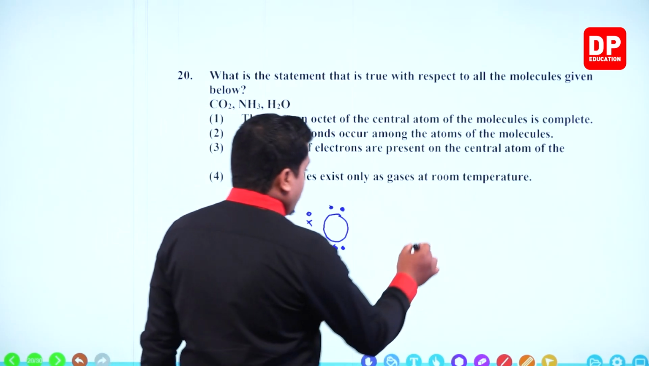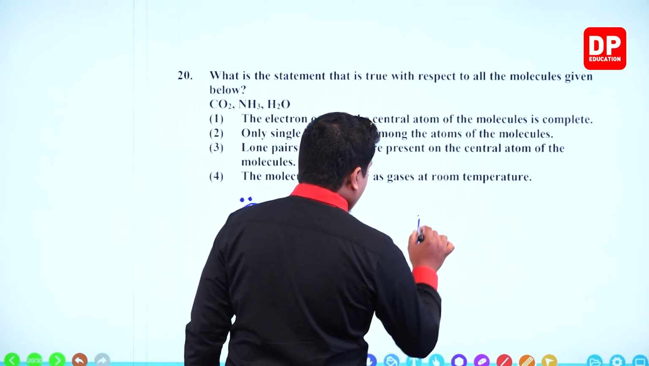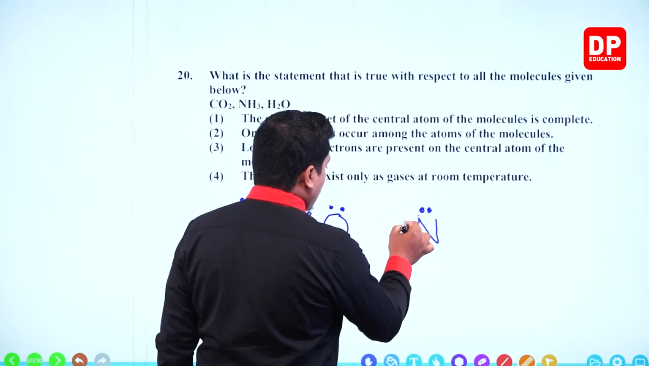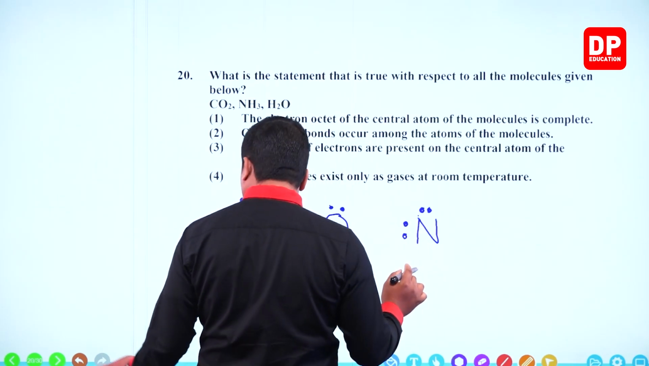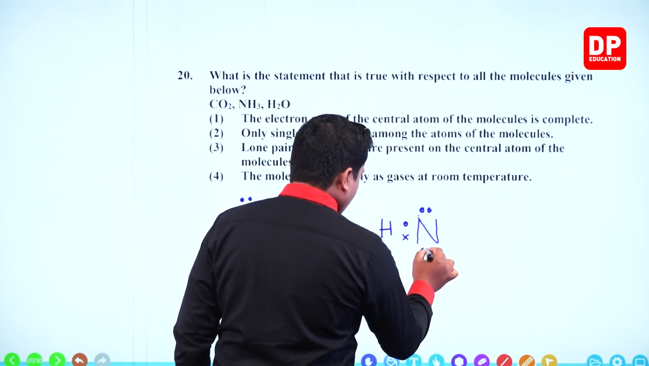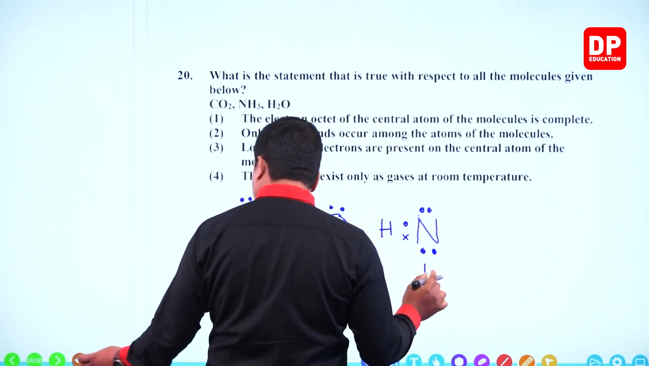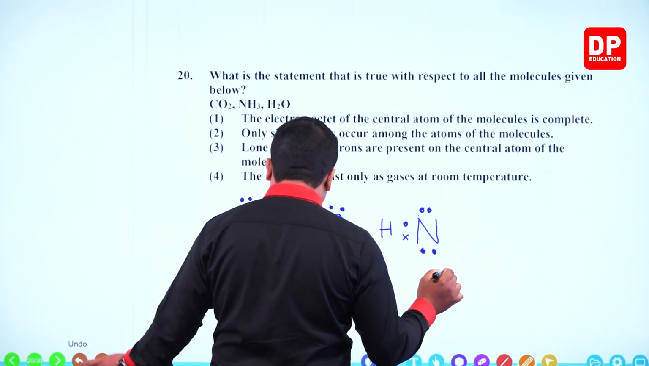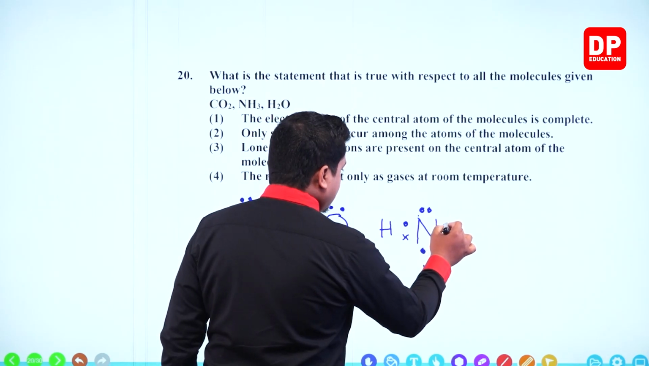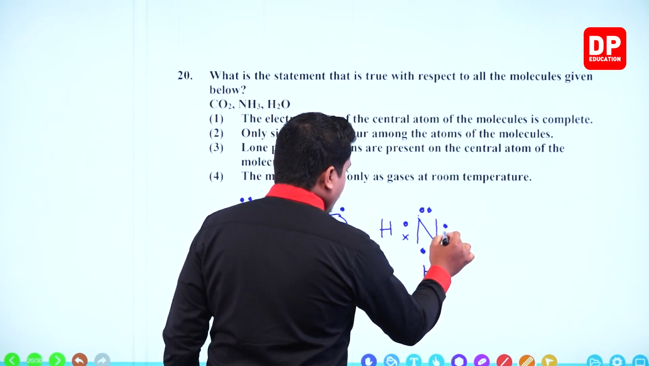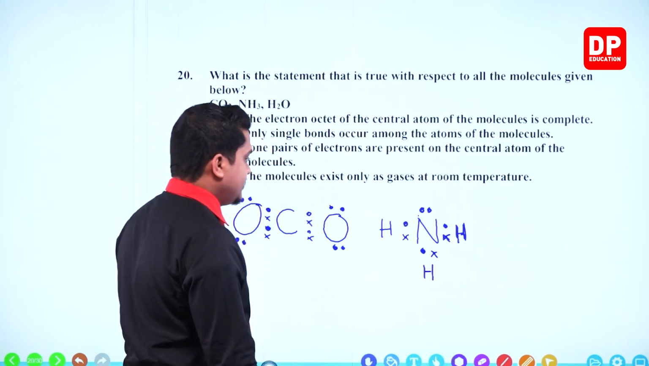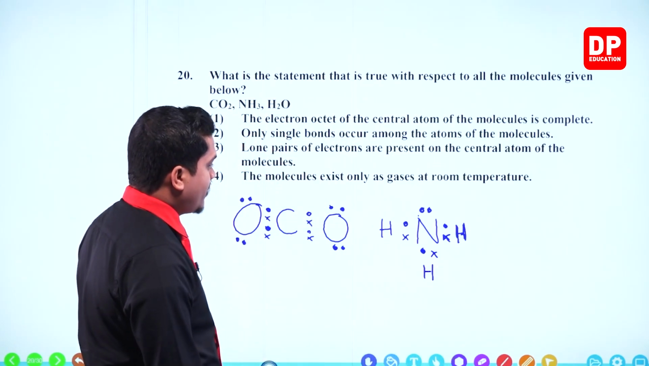Then ammonia. Let's see the dot cross diagram of ammonia. So ammonia has one lone pair. Ammonia, I mean nitrogen, has 5 electrons in the last energy level. So to create bonds, nitrogen only uses 3. So this is the dot cross diagram of ammonia.